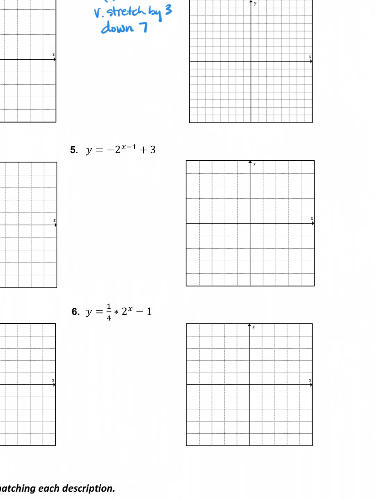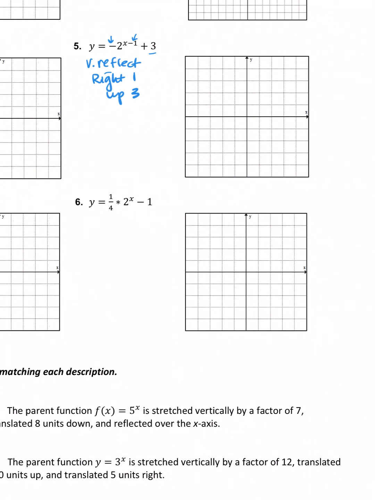Look at number 5. Got more things going on. There's a negative, that means it's a vertical reflection. The x minus 1, remember it's going to go opposite logic, so it's going to move right 1, and the plus 3 means it's going to move up 3. And then last but not least, there is a fraction here, so that's a vertical shrink by 1/4. 2 to the x is just the parent, so ignore that. And the minus 1 means it's going down 1.